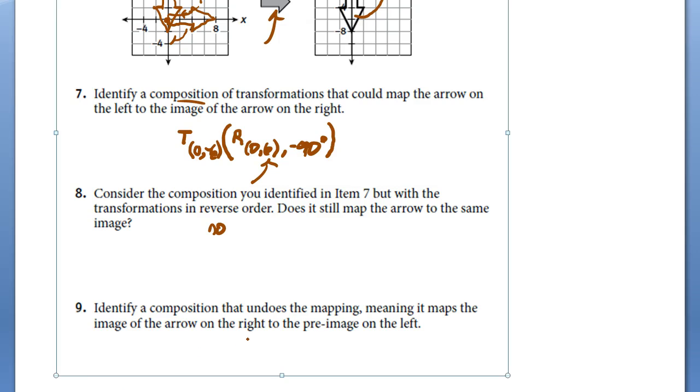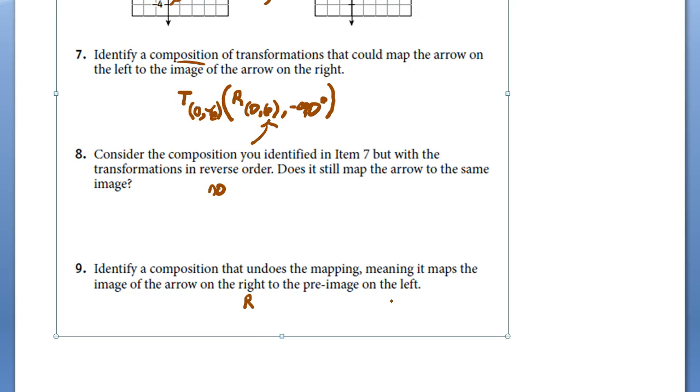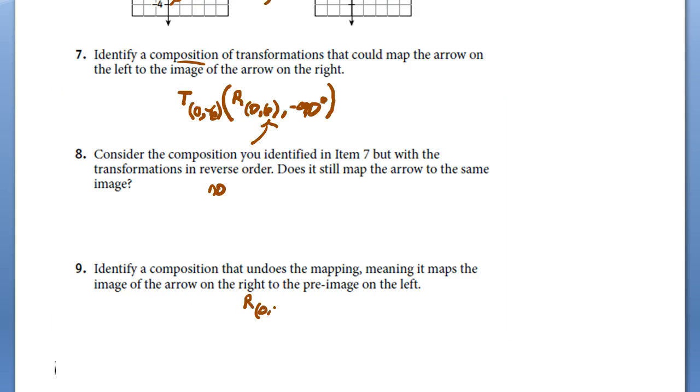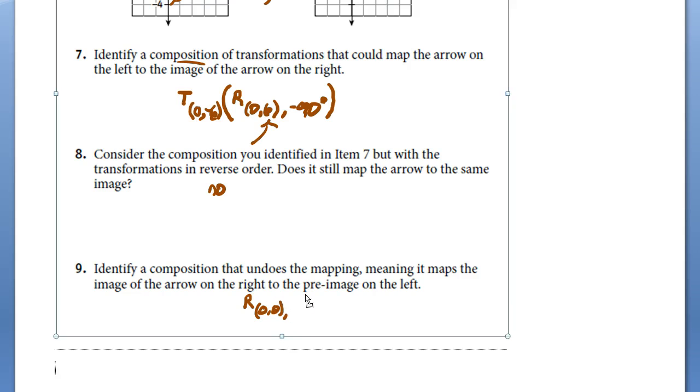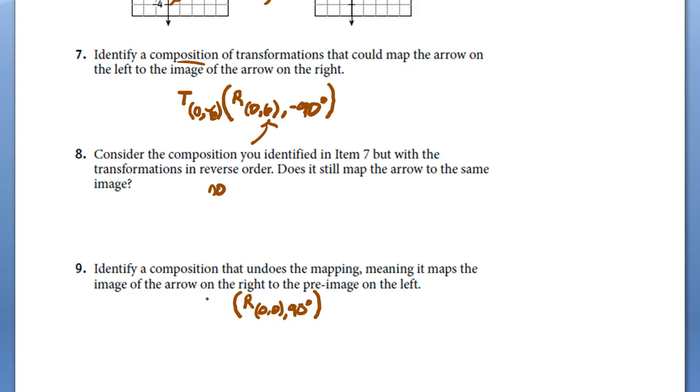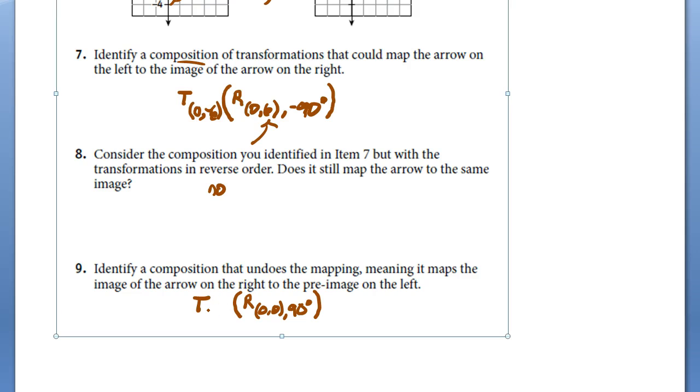So we want to rotate, capital R, and we want to rotate this around the origin, 0, 0. Counterclockwise is a positive angle, so 90 degrees. That gets the thing turned and pointing to the right, and then we want to translate it upwards. So we want to slide it, translate it up 6 spots. So 0, 6.